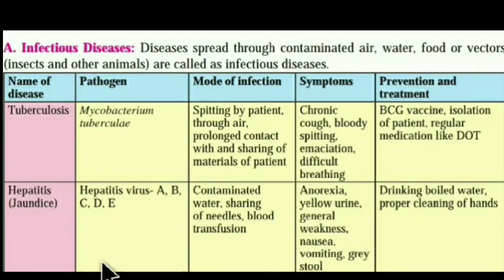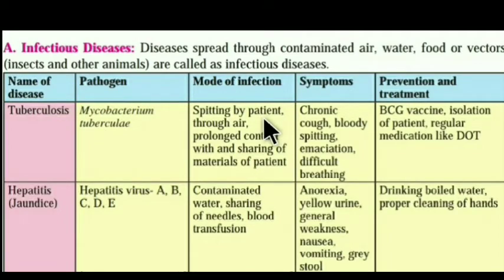Let us see the first disease, tuberculosis. The pathogen for tuberculosis is Mycobacterium tuberculosis. Because of this, tuberculosis happens. Then what is the mode of infection? Spitting by the patient. At the end, we are seeing figure number 2.2, infection through sputum.